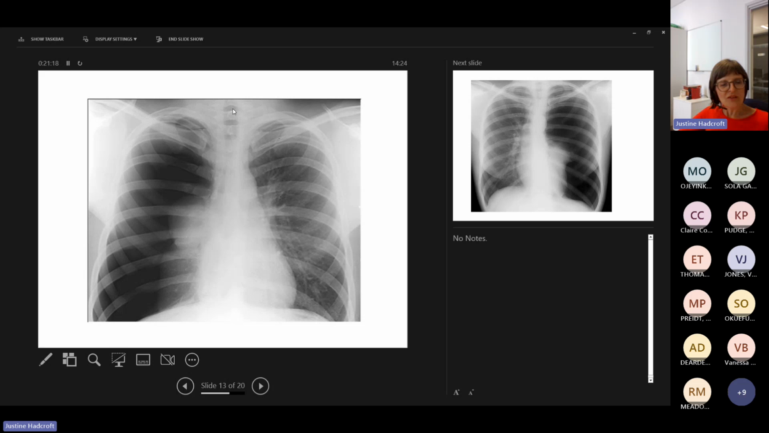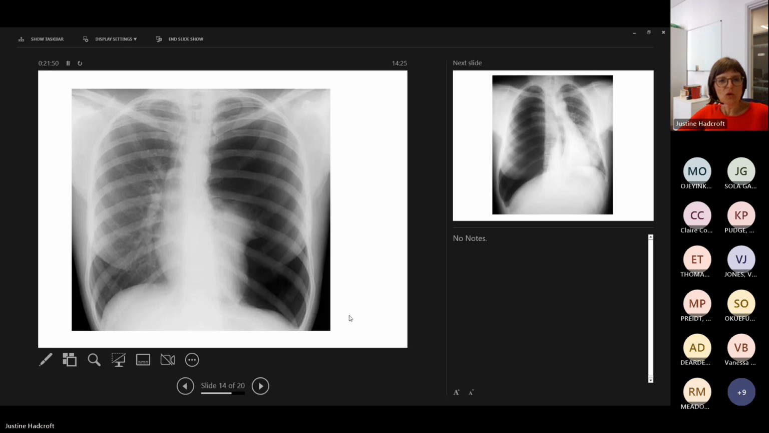So the little middly bits there are the spinous processes, and they're in the middle of the vertebrae at the back. And can you see this kind of tube down here? It looks black in the middle and white outside. This is your trachea, right in the middle there. So you can see that the trachea appears to be central. It's equidistant from the clavicles, and although this person's got a large pneumothorax, it doesn't appear to be tensioning, which is good. What about this one?